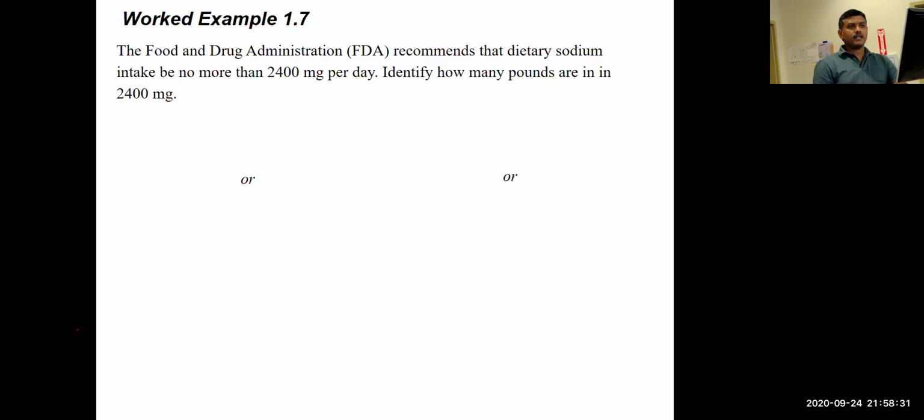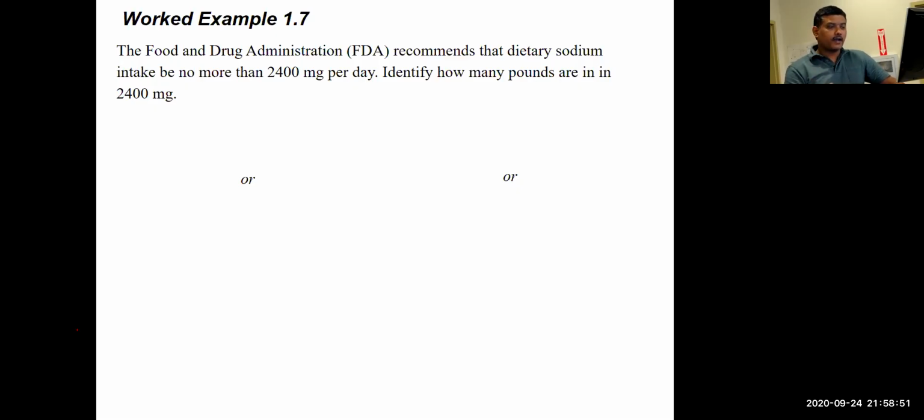Okay. Let's say the FDA recommends that dietary sodium intake, table salt, is no more than 2,400 milligrams per day. Convert this amount of 2,400 milligrams per day into pounds, the question is asking.